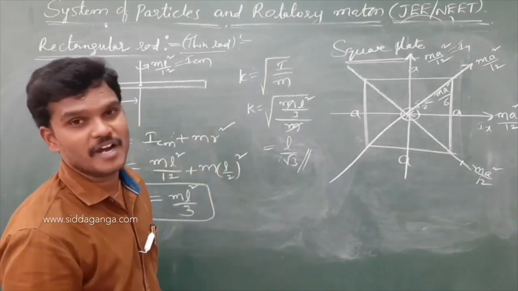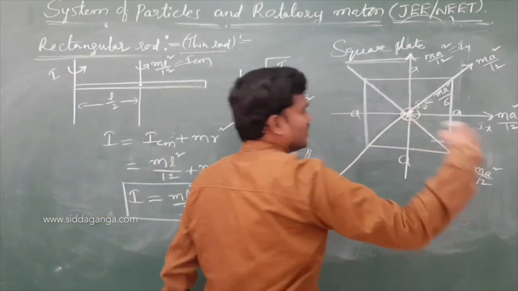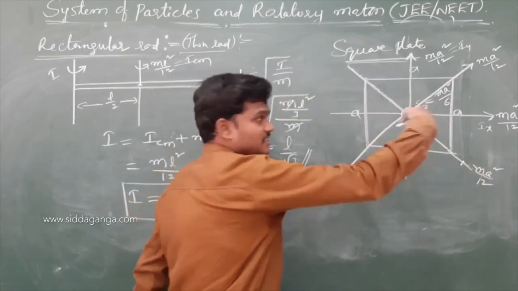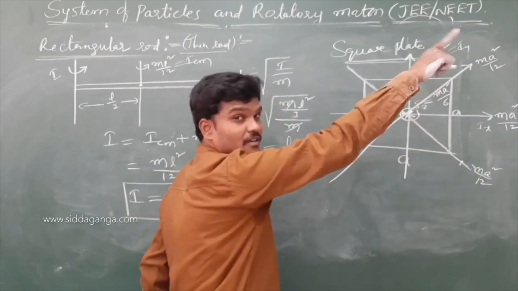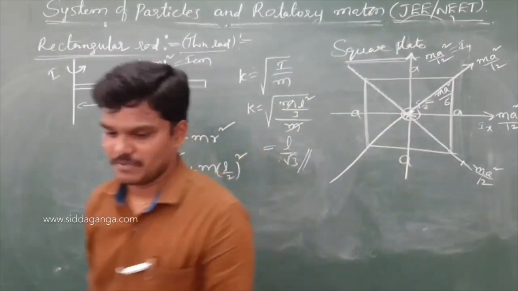Keep in mind. So at the centroid, perpendicular to the plane, it is m a square by 6. This is m a square by 6, and remaining all are m a square by 12. So keep in mind.